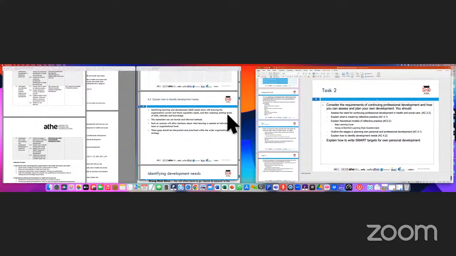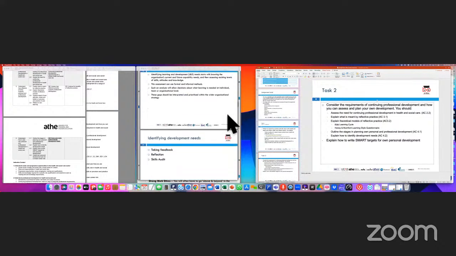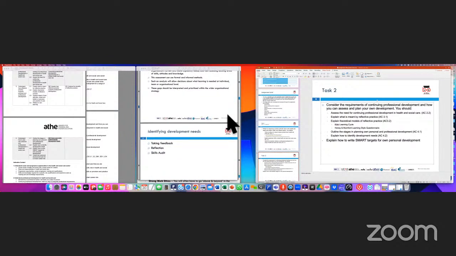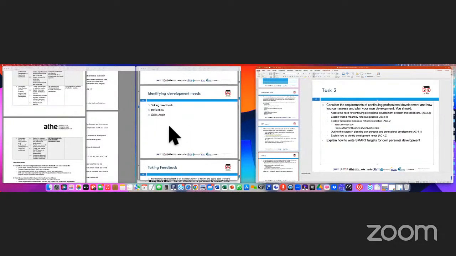Learning and development is a continuous process, and in order to identify your needs, you look at 3 areas that we talked about. One is taking feedback from your managers, supervisors and colleagues, doing a bit of reflection, and doing a skills audit. For taking feedback and reflection, you'll need to cover this theoretically because it's only asking you to explain. So you are going to mention these 2 techniques through which you identify your development needs.